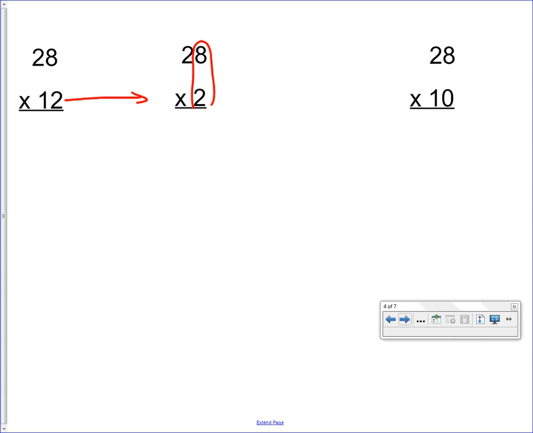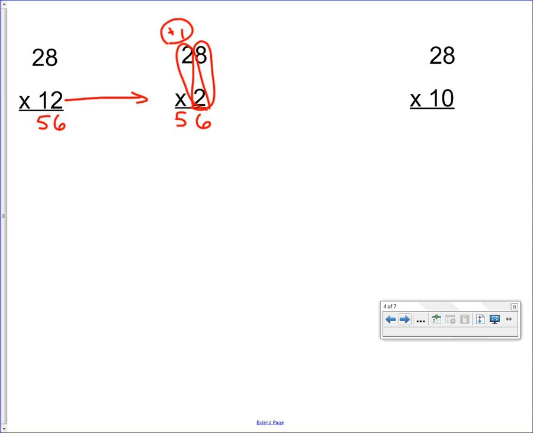First, I'm going to do 2 times 8. 2 times 8 is 16. Write my 6. Bring my 1 over. Then I'm going to do 2 times 2, which is 4, plus 1. So I multiply, then I add. Remember our order that we do things. So it's 4 plus 1, which is 5. So I got 56. I'm going to go ahead and copy that over here so I don't forget.